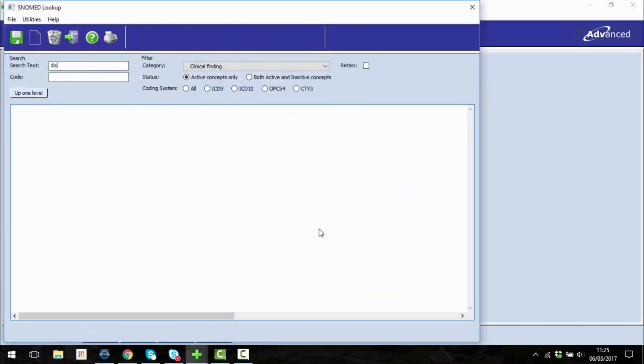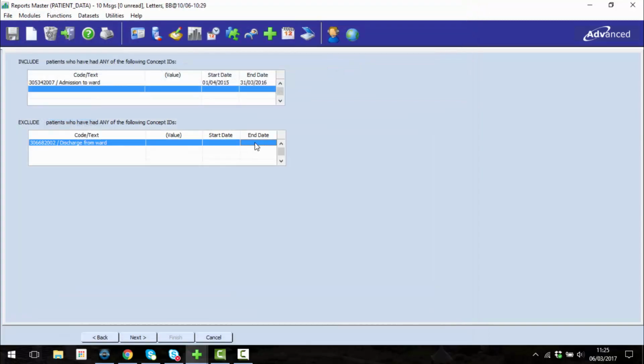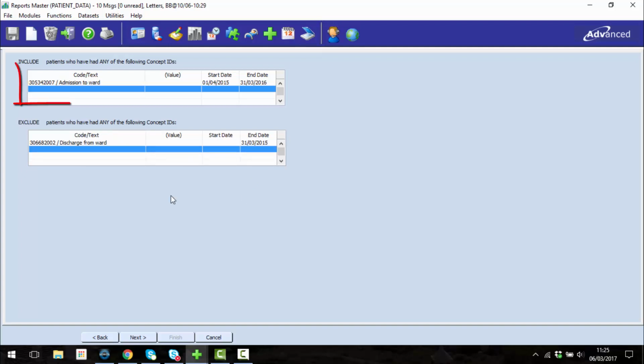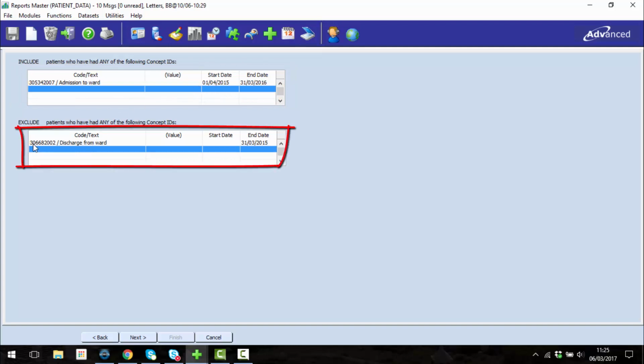So I can go and look for discharge from ward, choose that code, and if I don't put in a start date, the system will go from effectively the beginning of time. So if I put in the 31st of the 3rd 2015, so I'm now going to report on anyone who's got a code of admission to ward between those two dates, but exclude anyone who was discharged up until the 31st of March 2015. In that way, I only get the people whose first admission was between the two dates.